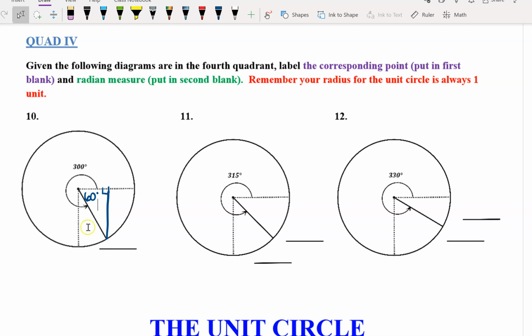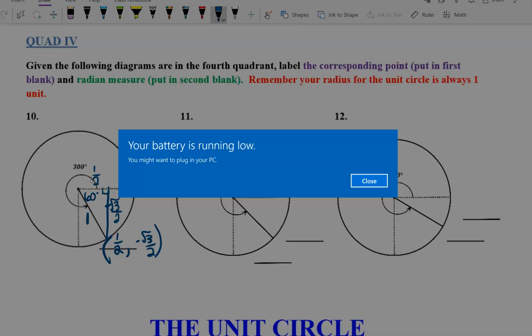All right. If the radius is always 1, divide by 2 to get to the short side, multiply by √3 to get to the longer side. That one's going to be negative because we're going down, but the x is going to be positive. So this is going to be 1/2, comma, -√3/2. And then the reference angle is 60. To find that in radians, we need to put pi/3 because 60 degrees is always pi/3.